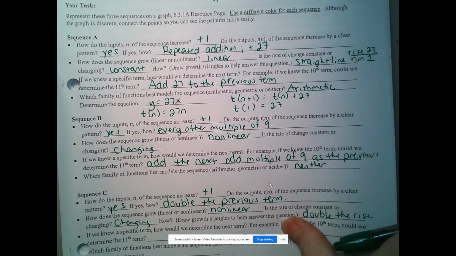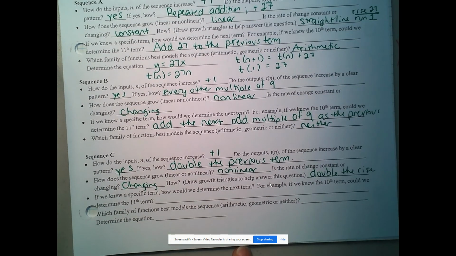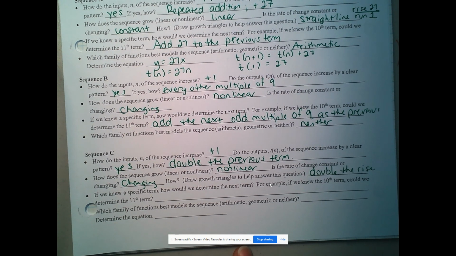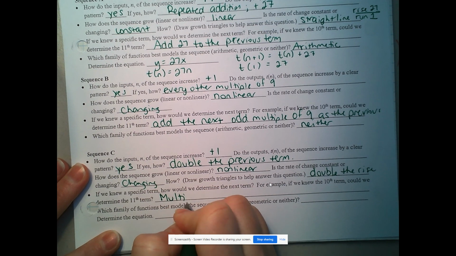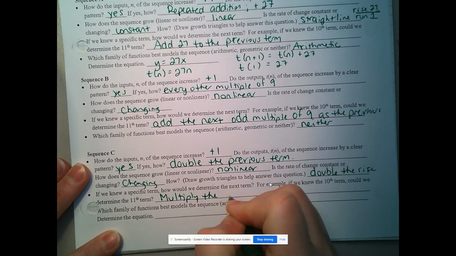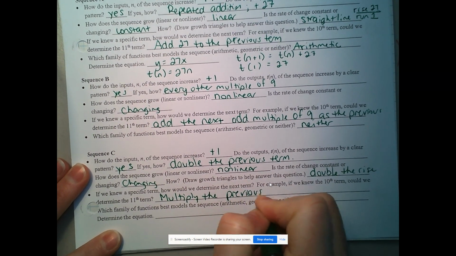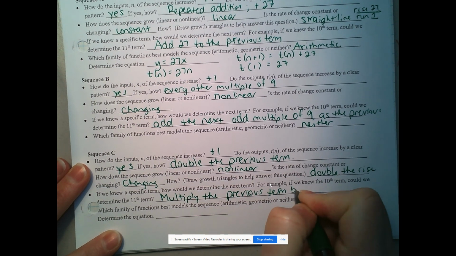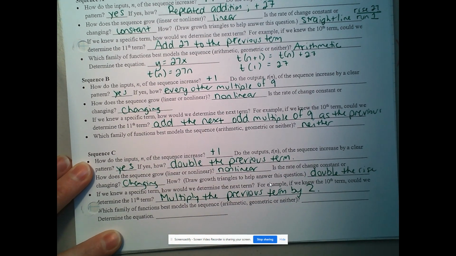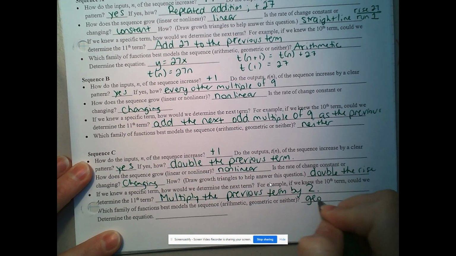If we knew a specific term, how would we determine the next term? For example, if we knew the 10th term, could we determine the 11th? You would simply, in this case, multiply the previous term by 2. And that would make it a geometric sequence.